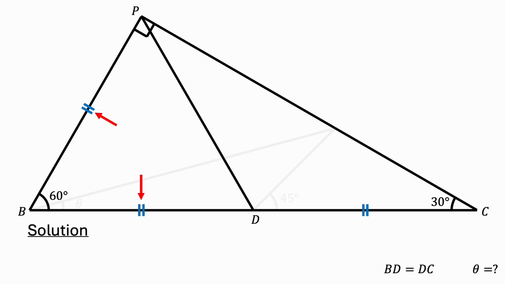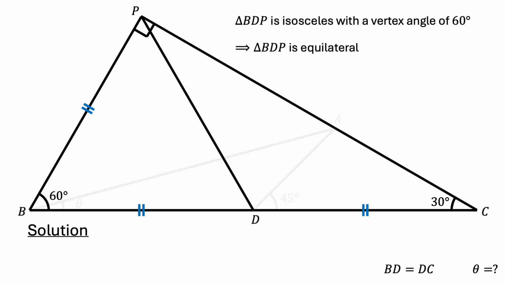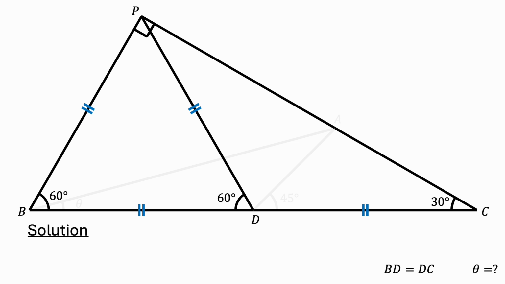Since BP equals BD, triangle BDP is isosceles with a vertex angle of 60 degrees. Thus, triangle BDP is equilateral. Hence, DP equals BP equals BD, and angle BDP equals 60 degrees. Since DP equals DC, triangle DCP is isosceles, so angle CPD equals angle DCP equals 30 degrees.